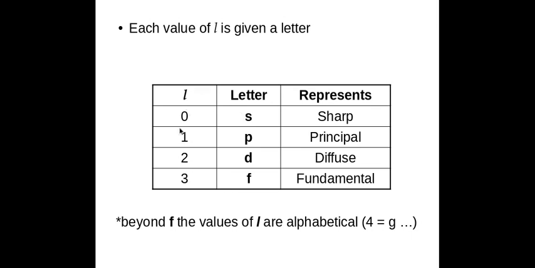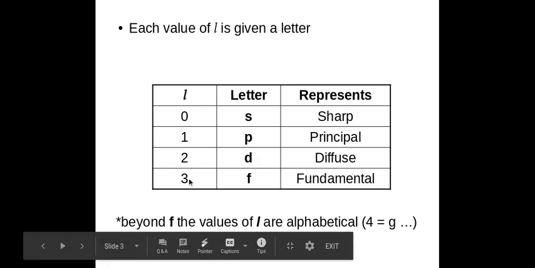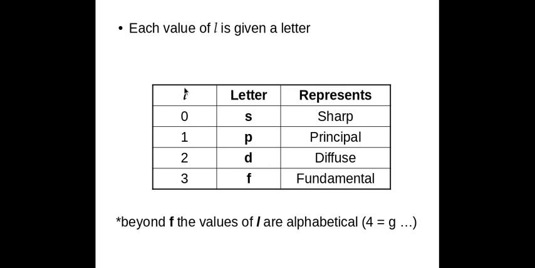So if the L value is 0, instead of saying 0, we're going to switch that over to an S. If the L value is 1, instead of saying 1, we're going to say P. 2 will be changed to D. And then if we ever do use it, 3 will be called F. And this is only for the L values. So the N values will still be 1, 2, 3, 4, 5, and so on. The L values will be written as letters instead of the corresponding number to them.